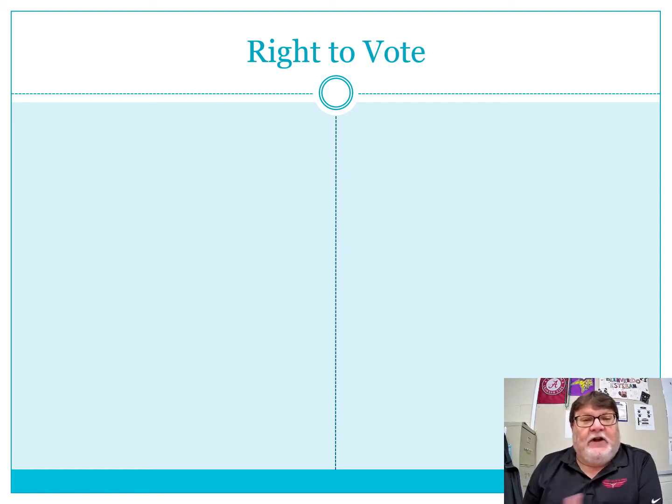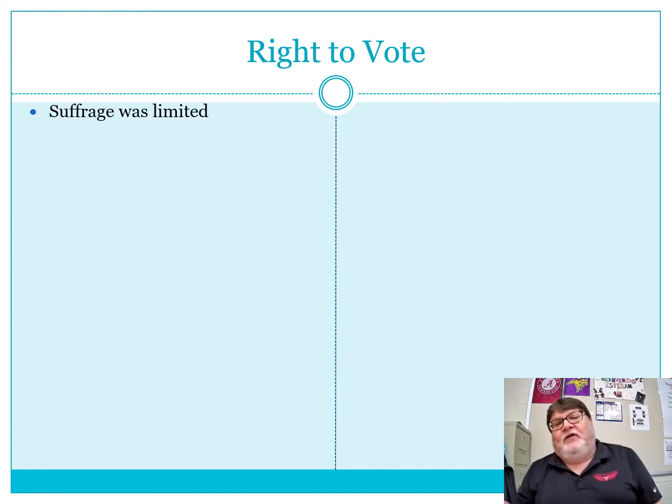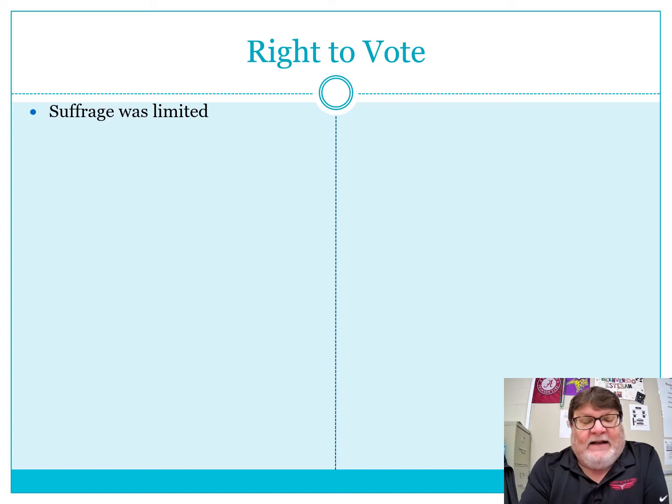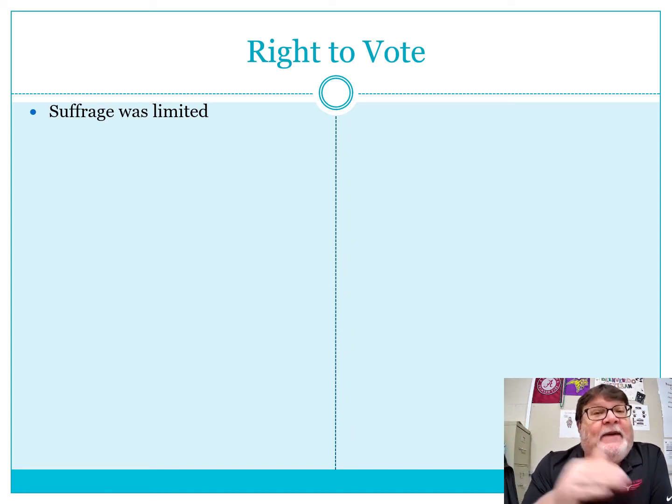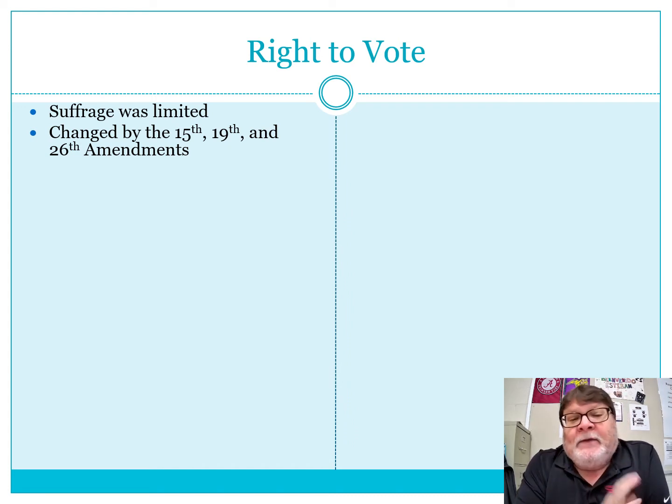Okay, sorry about that. So let's move along to the right to vote. Let's look at the concept here to start with. If you remember from certainly back at the beginning of the Republic, suffrage over time has been limited, and it's been over time that suffrage has been expanded. The expansion of it was changed by three different amendments: the 15th, the 19th, and the 26th.